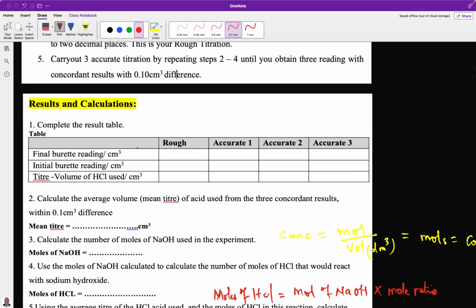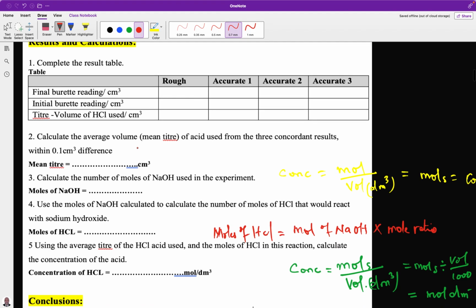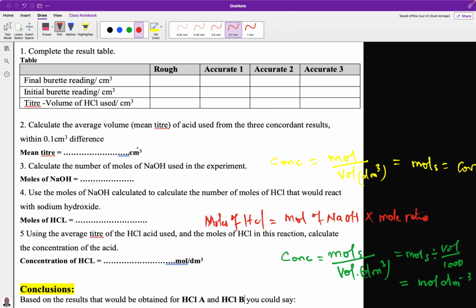And then results and calculations. Record your first titration, which should be a rough titration to know the range of your titration. Then secondly, carry out 3 accurate titrations until you have concordant results that are almost the same, with just a 0.1 cm cube difference. Use those concordant results to determine your titre. That's the average titre for the acid. Use that average.